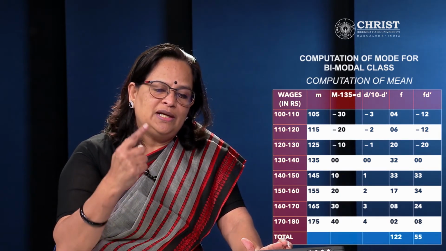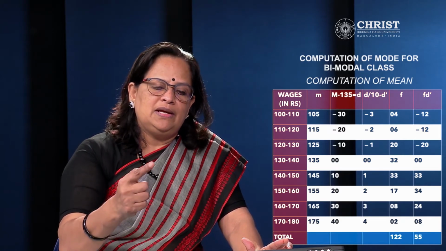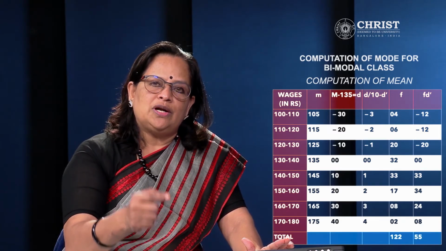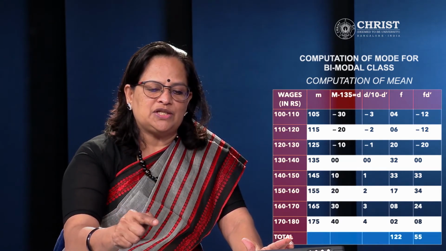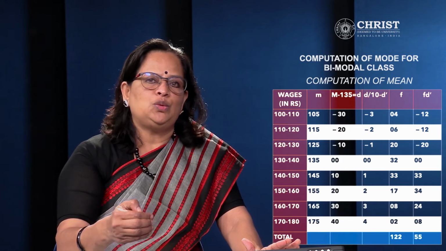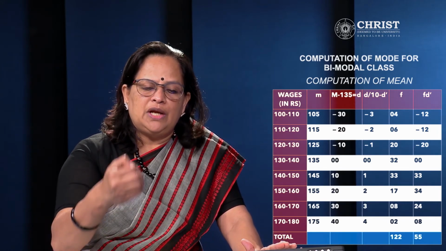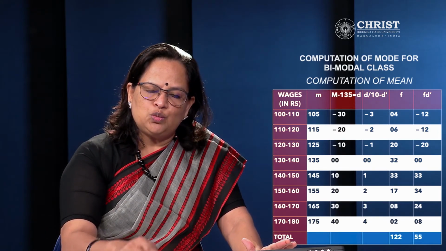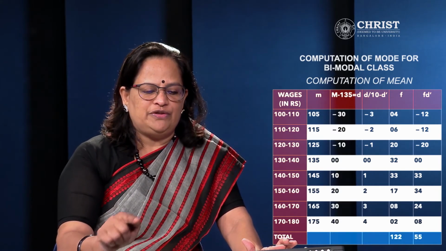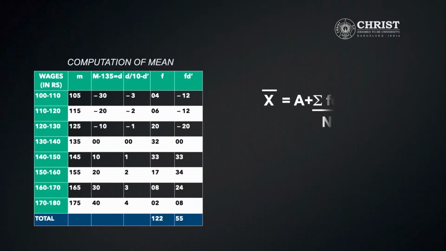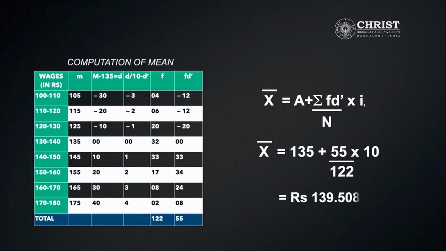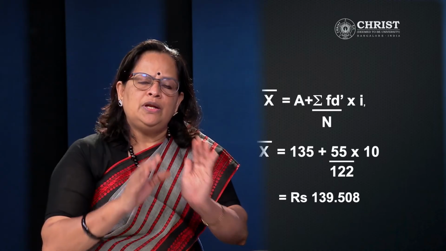Next is d dash, that is d divided by the class interval. Whatever values you got in the previous column, divided by class interval 10, you will get d dash: minus 3, minus 2, minus 1, like that. Next column is the frequency values given in the question. Then f d dash. Our computation is based on total frequency, that is 122, and the sigma f d dash value, plus 55. Substituting the values in the equation, x bar is equal to a plus sigma f d dash by n, into I. You will get 135 plus 55 divided by 122, into 10. That is rupees 139.508.